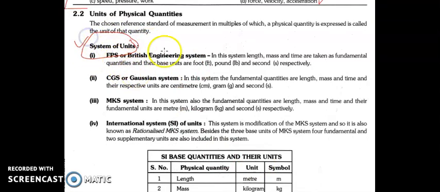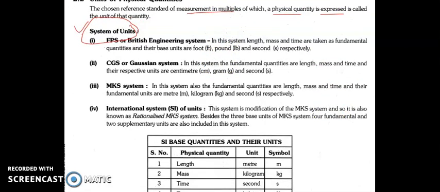Now what does this system mean? It says that the chosen reference standard of measurement in multiples which a physical quantity is expressed, मतलब physical quantity को जिन terms में हम express कर सकते हैं उस चीज को हम एक system बोल देते हैं.